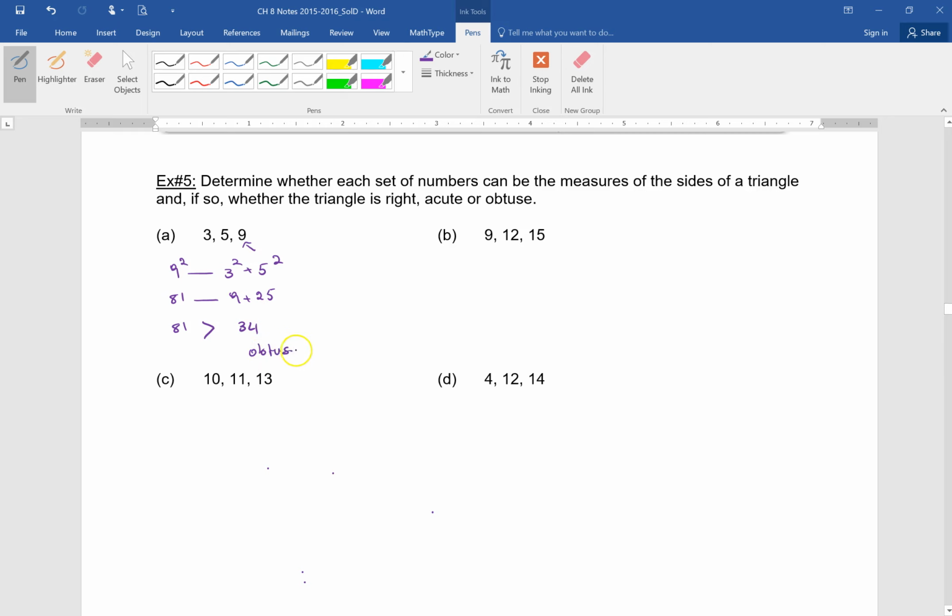Can't you just say equal, question mark, and then write based on your answer? Yeah, sure. So let's do that for this one. This is C. So 15 squared, does this equal 9 squared plus 12 squared? This is 225. Is this equal to 81 plus 144? What do we get on this side? 225. They're equal. So what kind of triangle is this? Right.